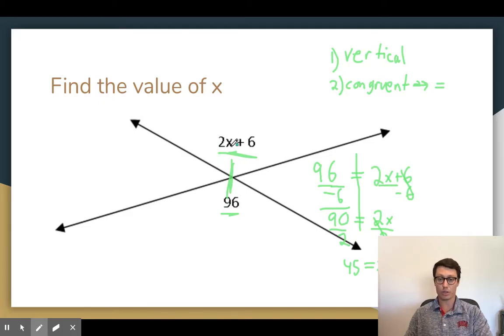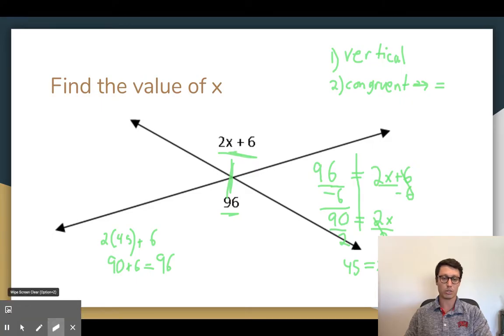Okay, so we know that these are vertical and they must equal each other. Let's plug in to check and solve. 45 is x, so that means if we want to check 2 times 45 plus 6, well, 2 times 45, we figured out is 90 plus 6 equals 96. Notice they are the same. They are congruent.